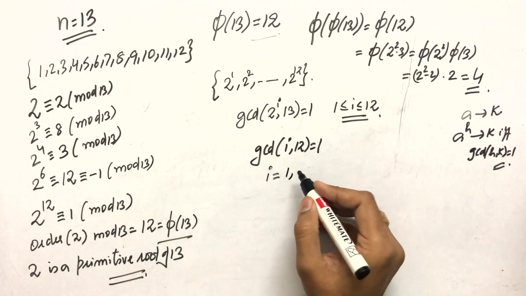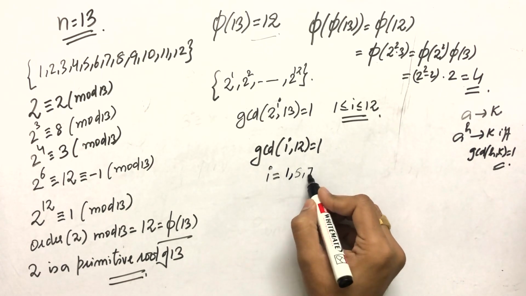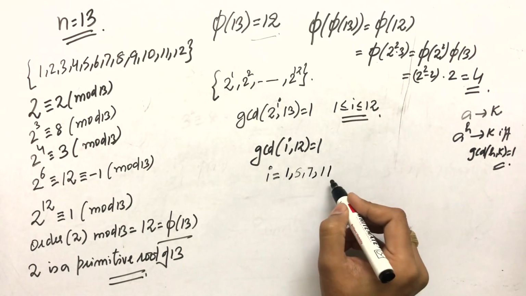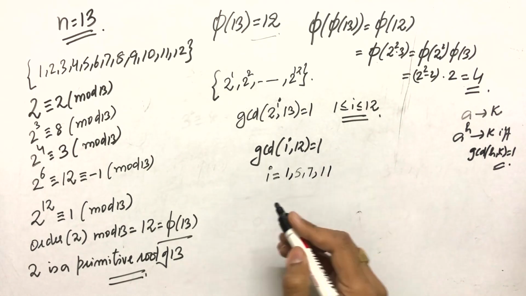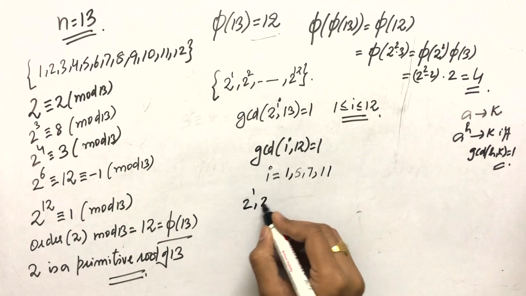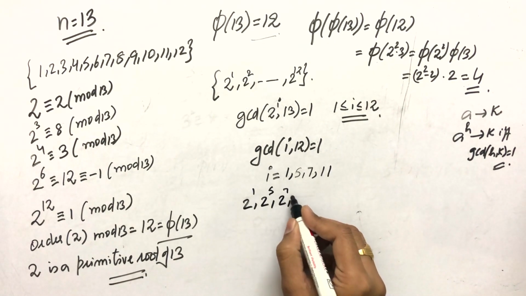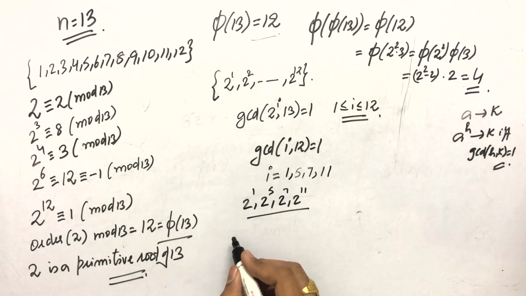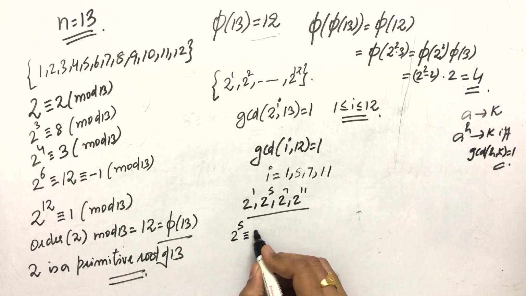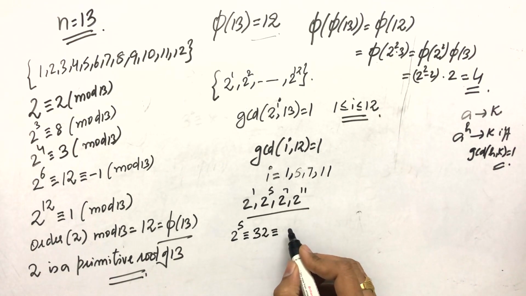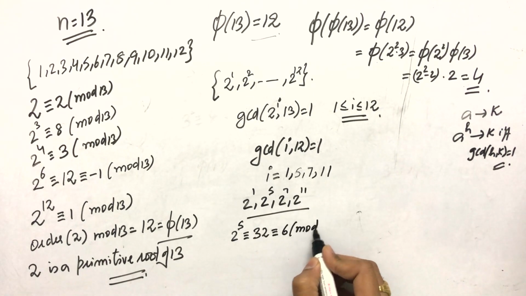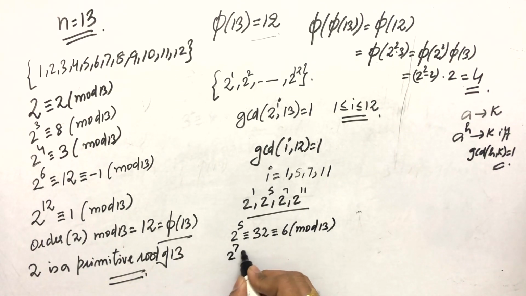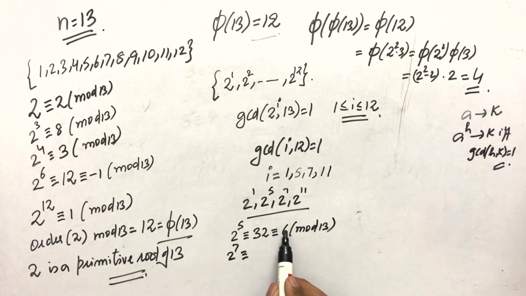1 and 5, 7, 11. So these four numbers are relatively prime to 12. That means the primitive roots are 2 power 1, 2 power 5, 2 power 7, 2 power 11. So 2 we already proved. Now write 2 power 5, that is 32, which is further 6 mod 13. And 2 power 7 means we multiply by 4 on both sides. 6 fours are 24, and 24 modulo 13 is 11.